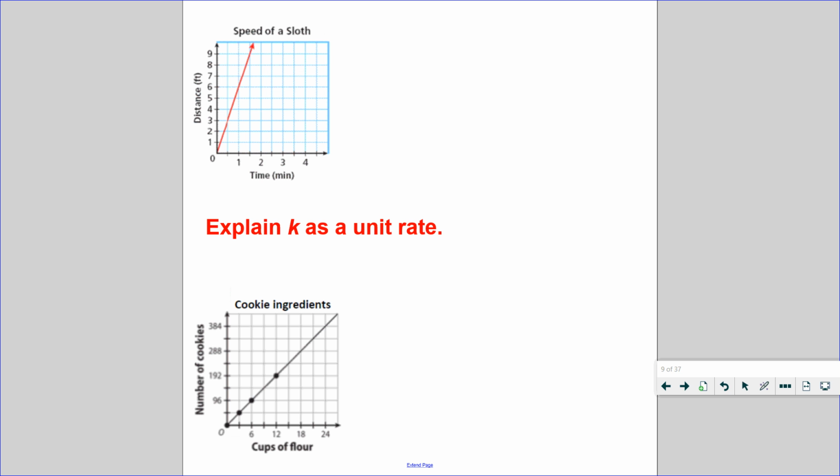Next one. Find a constant proportionality here. So this is X, this is Y. Let's choose a point here. There are many, many points I can choose from here, but what's the easier one to find? Let's do half. Let's do one right here. So 6 feet in 1 minute.